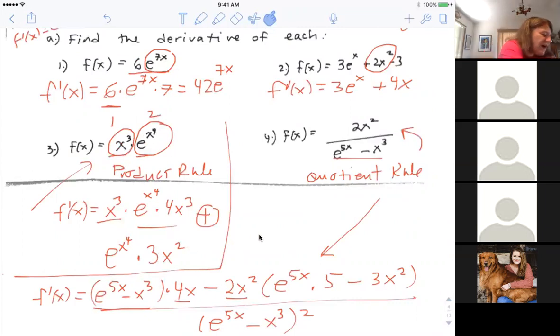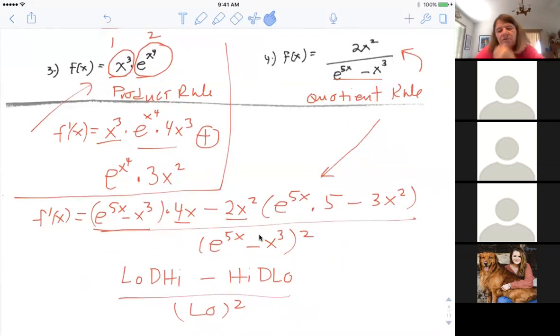Yeah. All right. I don't know where I froze. You were explaining number 4. Okay. So bottom, as it is, times the derivative of the top, which is 4x, minus top times the derivative of the bottom. Now, guys, the derivative of the bottom, it repeats itself and multiplies by the derivative of its power. And the derivative of 5x is 5. That's where that 5 came from. Minus the derivative of x cubed is 3x squared, divided by the bottom squared.